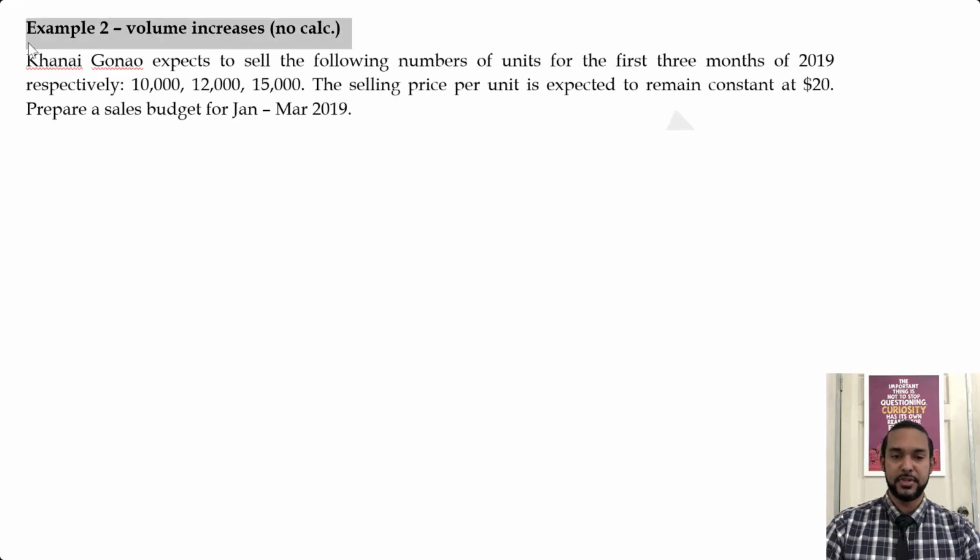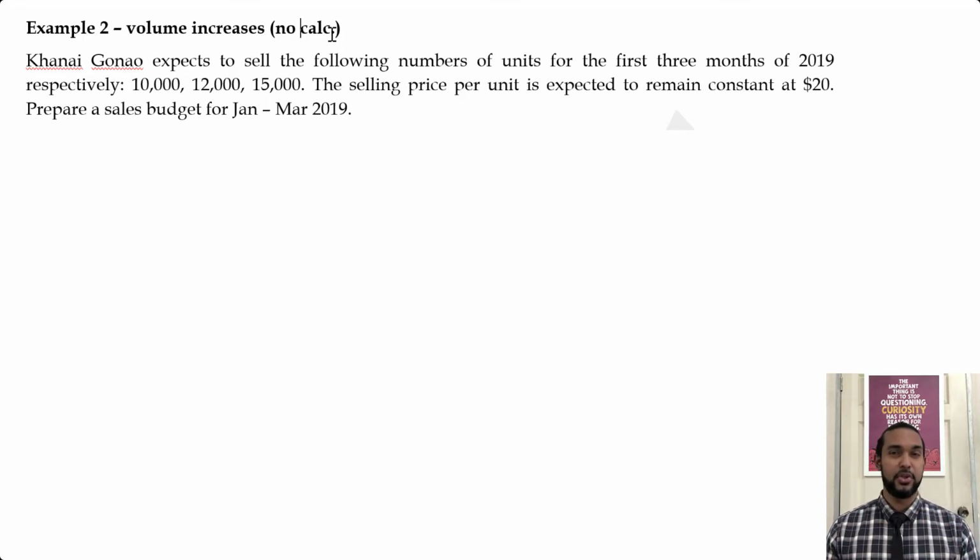Okay, so in example 2, it says volume increases, no calc, as in no calculation. So in the previous question and example, we just had the same amount of units being sold every month. But of course, that's not necessarily realistic. It was just to get your foot in the door, get you accustomed to the calculations and the layout. Normally the number of units sold every month doesn't stay the same. So let's take a look and see what would happen if that was the case here.